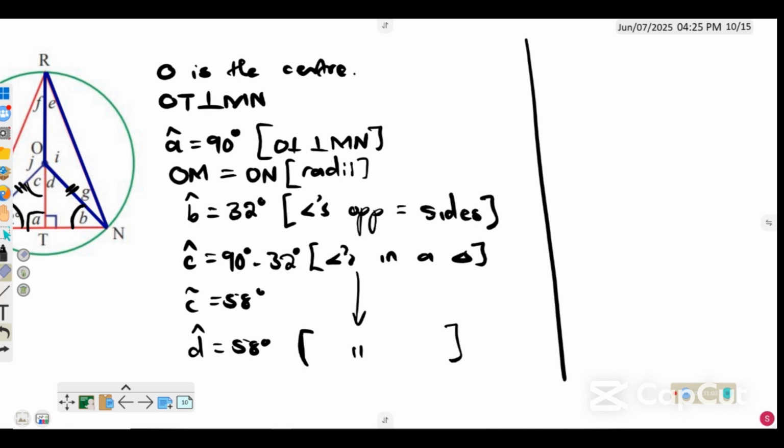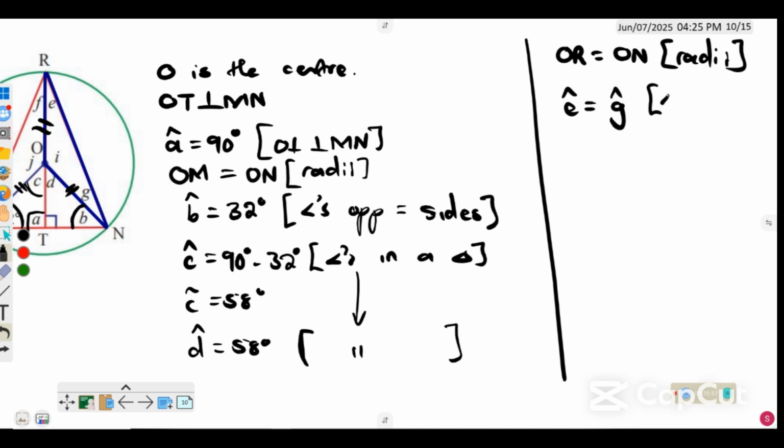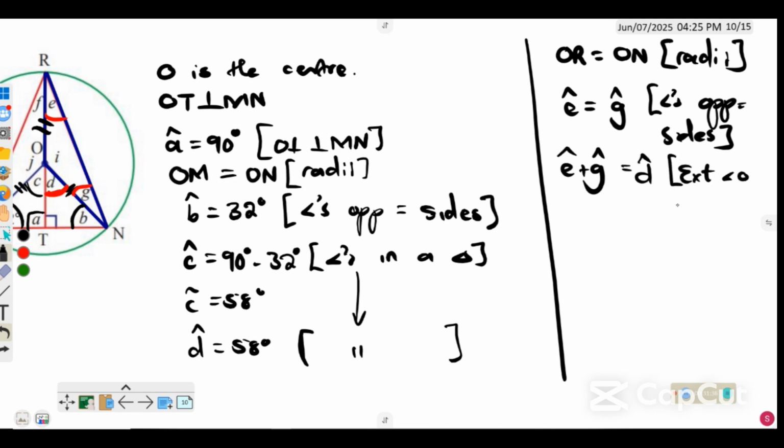And we can see one thing for sure, that the line OR has to be equal to the line ON, and this is a radii. They are equal to each other. This is equal to that, and for that case we have angle E, which should be equal to angle G, right? And these are angles opposite equal sides. And then once we have that, we can use the exterior angle now. Remember that the exterior angle, which is D, is equal to the sum of the two interior opposite angles, which means E plus G should give us angle D. Why? This is the exterior angle of a triangle.